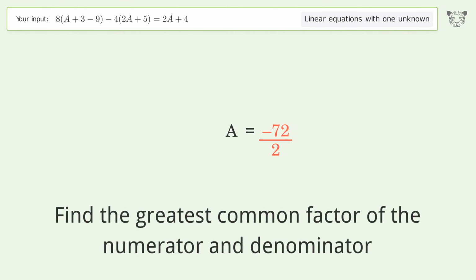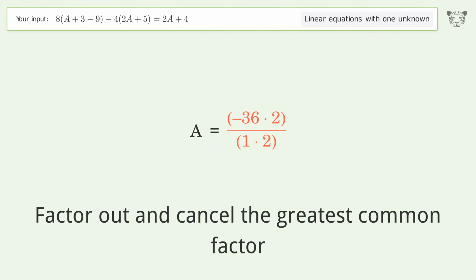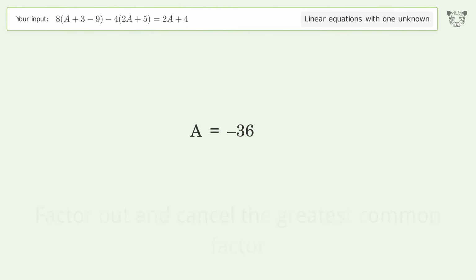Find the greatest common factor of the numerator and denominator. Factor out and cancel the greatest common factor. And so the final result is A equals -36.